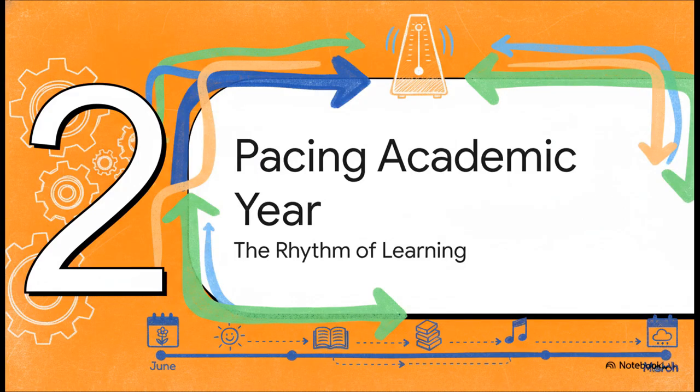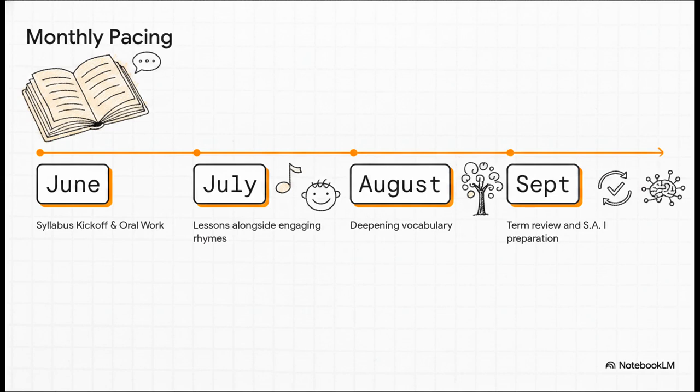Okay, now that we've got the blueprint established, let's move to section 2, pacing the academic year, the rhythm of learning. Teaching is all about pacing that flow perfectly from June all the way to March. Notice how incredibly intentional this monthly progression is. In June, we get a very gentle syllabus kickoff. It's mostly oral work, so we aren't throwing the children into intense writing right off the bat.